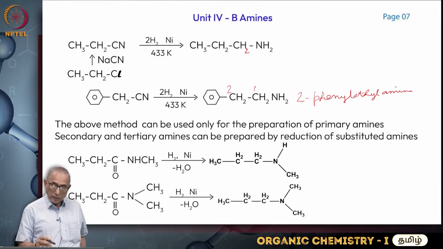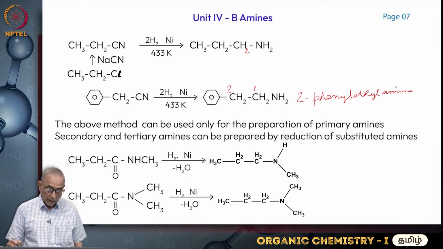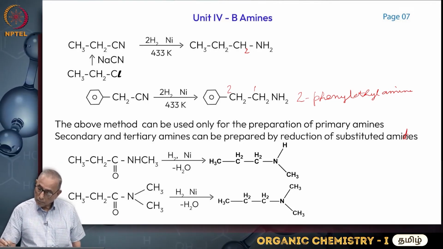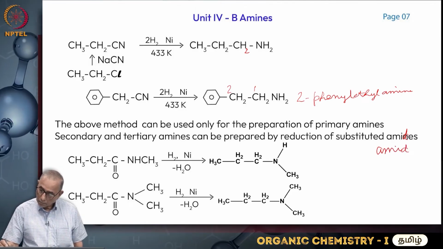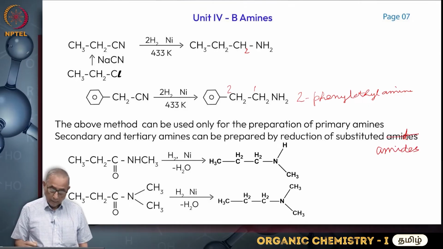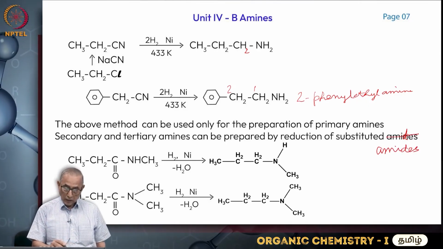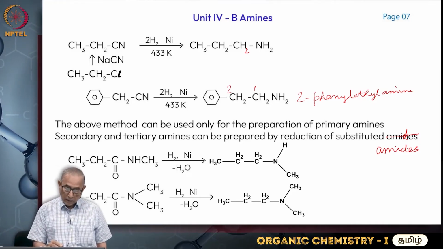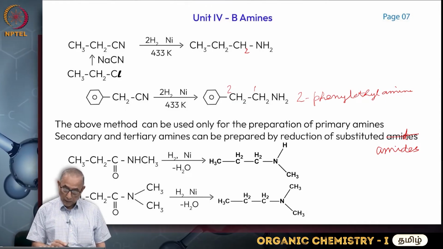Secondary and tertiary amines are prepared by reduction of substituted amides. இதுதான் substituted amides. CH3CH2CONH2 is propylamide. This is N-methyl propylamide. This is N,N-dimethyl propylamide.